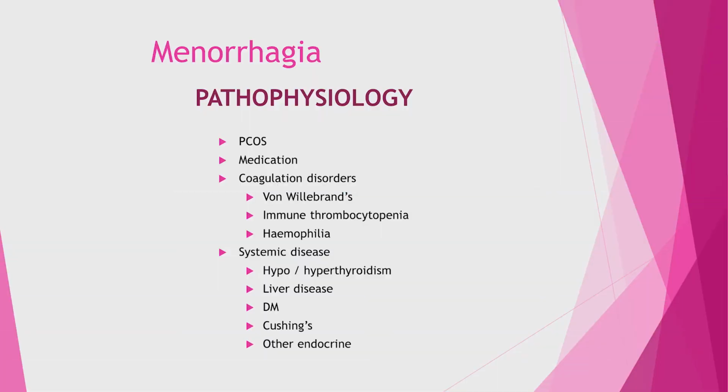Other causes of menorrhagia include polycystic ovarian syndrome, concurrent medications such as anticoagulants, and in the younger patient, coagulation disorders. So this would cover things like von Willebrand's disease, immune thrombocytopenia, and hemophilia. Specific systemic diseases such as hypothyroidism or Cushing's can also affect bleeding.